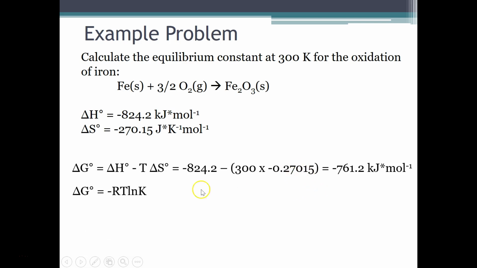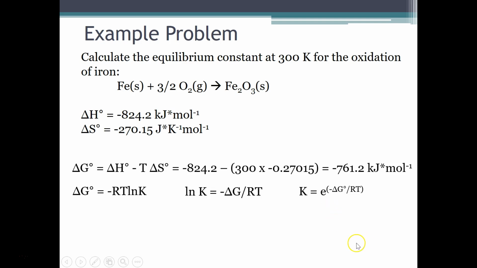So now that we have delta G, we also have R because it's a constant. We have the temperature in Kelvin because it's given to us, so now we can go ahead and solve for K. So the first thing I'll do is isolate the natural log of K, and then I'll take the inverse natural logarithm of both sides to get K equals e raised to the negative delta G divided by RT.